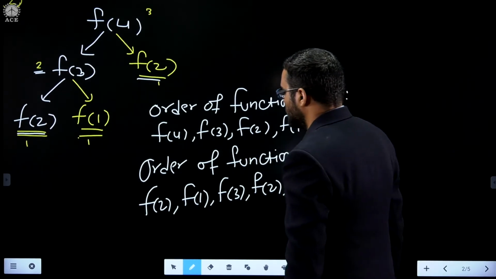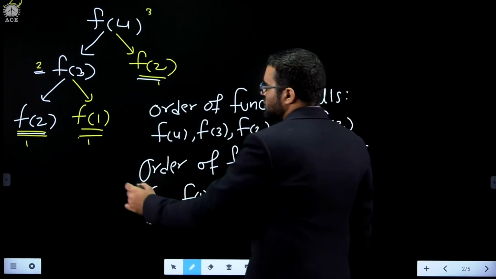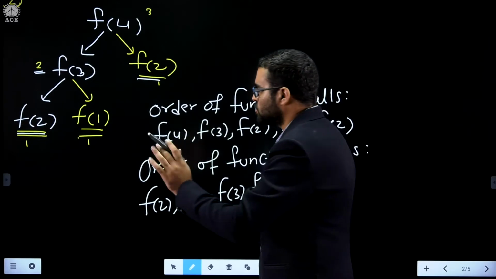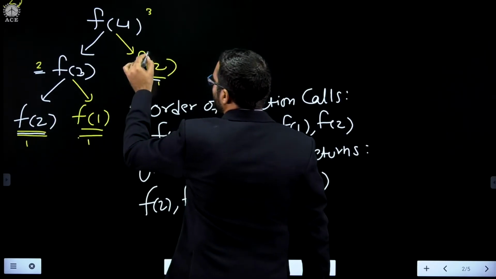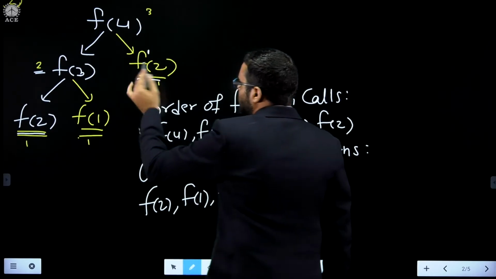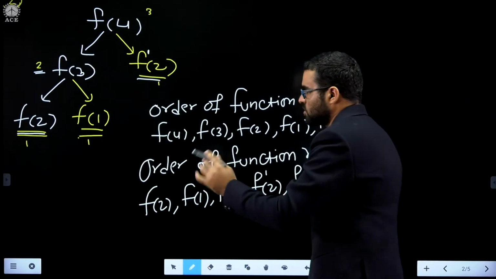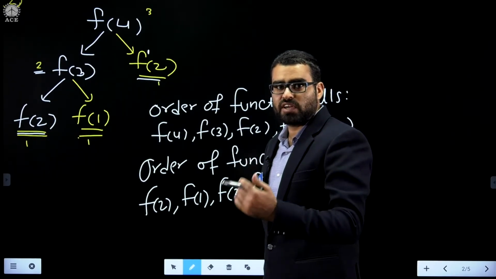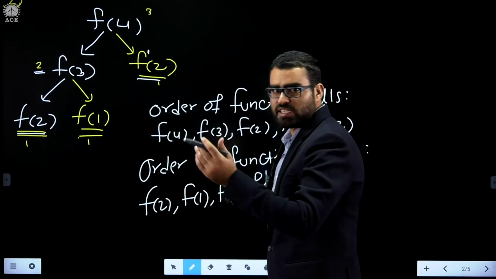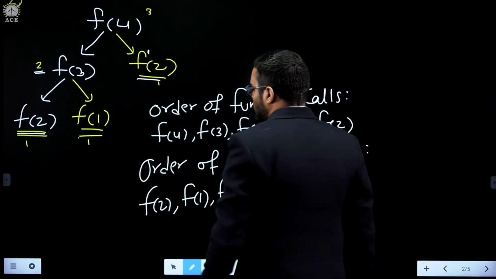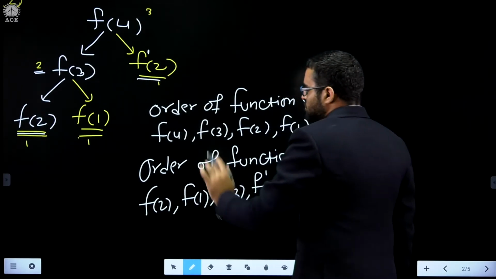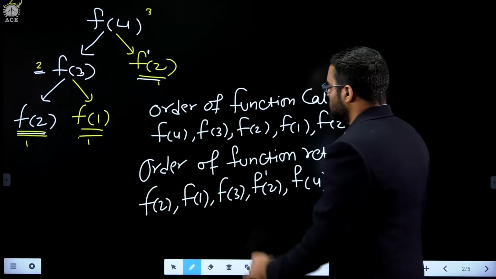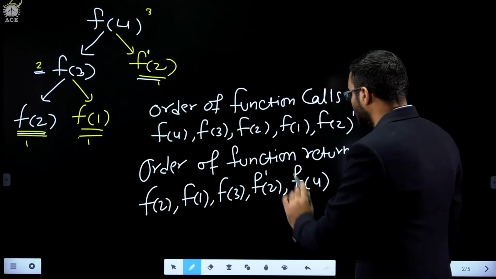Now you can see that this f2 and this f2 are both the same. Just to distinguish between them, you can write f2 dash, since they are different function calls. So just to differentiate, we can put f2 dash here, and similarly here also. Now this is the order of function calls and this is the order of function returns.